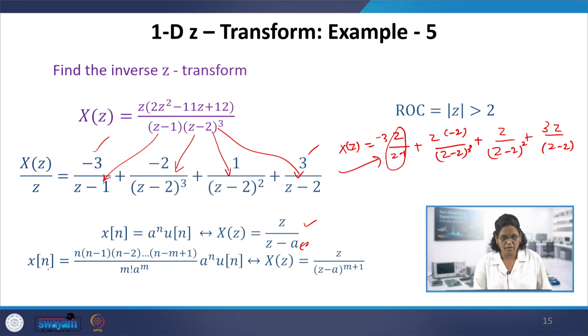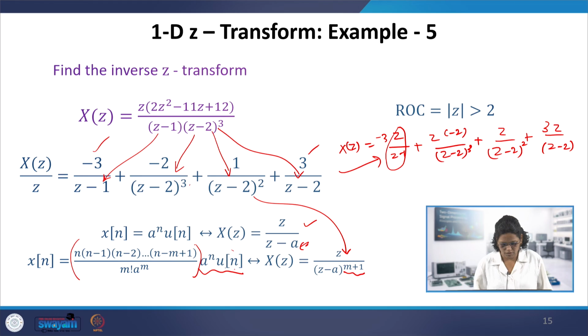So for that, suppose x of n is n into n minus 1, n minus 2, up to n minus m plus 1, by m factorial, a power m, so a power n into u of n. This a power n u of n is multiplied with the term, which is in the unilateral transform, multiplied by u of n. So X(z) would be z by (z minus a) to the power m plus 1. Here m plus 1 is 2 in one term and m plus 1 is 3 in the other.